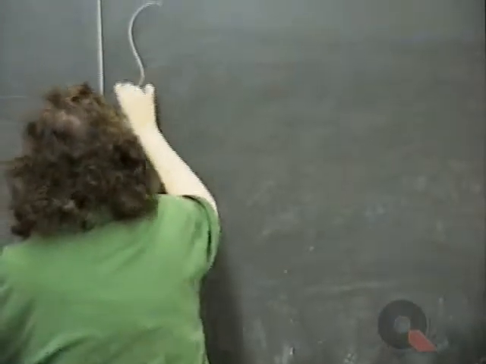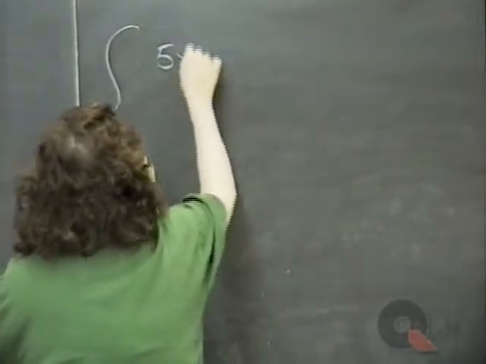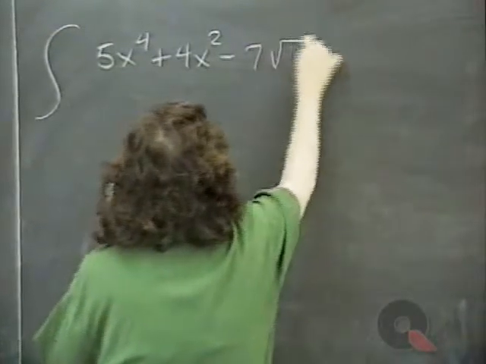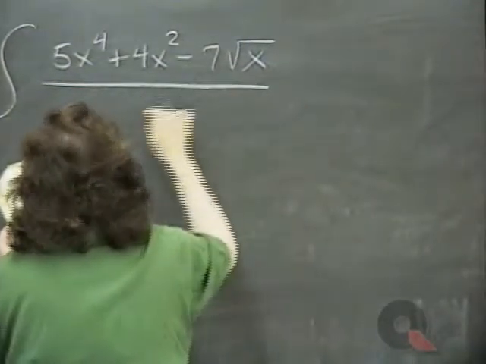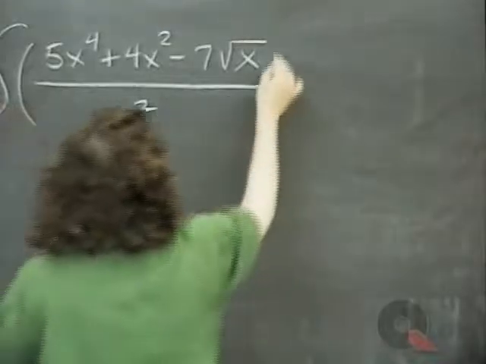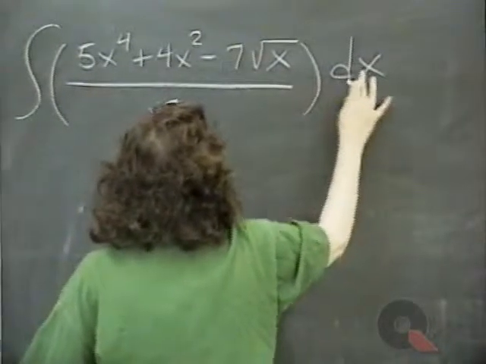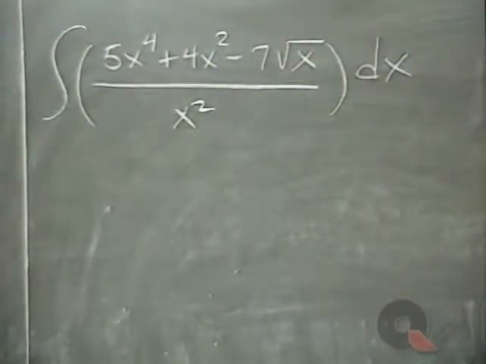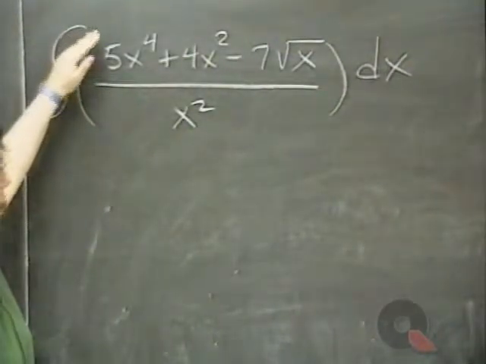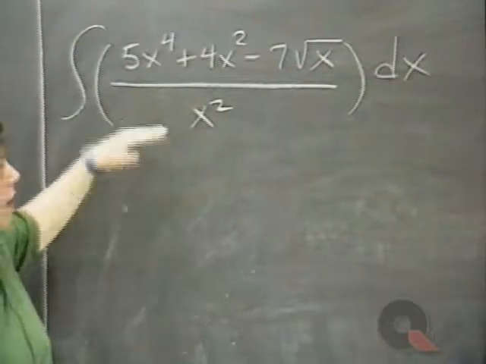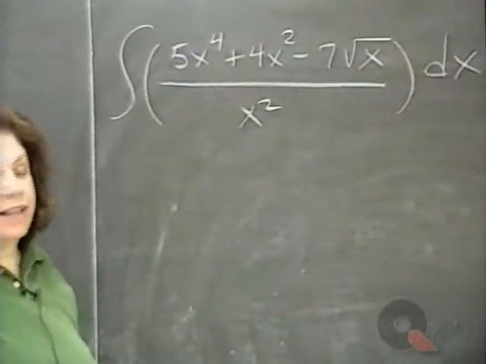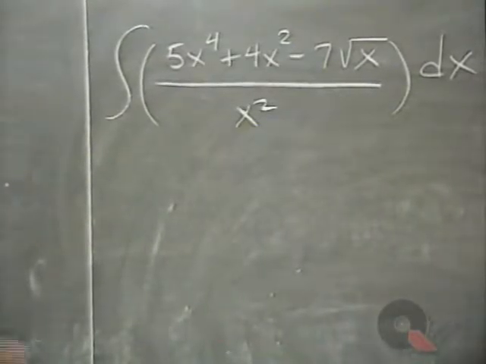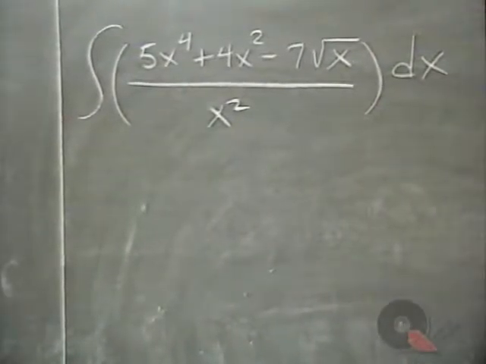Okay, for our next example, let's try this. 5x to the 4th plus 4x squared minus 7 times the square root of x, all over x squared. You have to anti-differentiate this. I'll tell you what you can't do. You can't anti-differentiate the top and divide by the antiderivative of the bottom, any more than you could differentiate that way. Okay, what you can do here is to try to get it into a polynomial type form like we had in the last example.